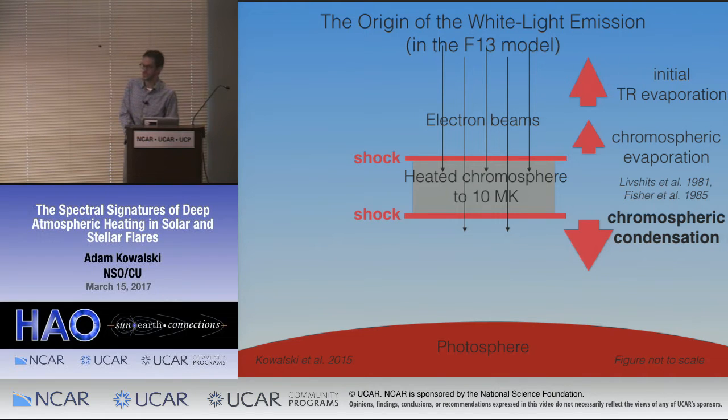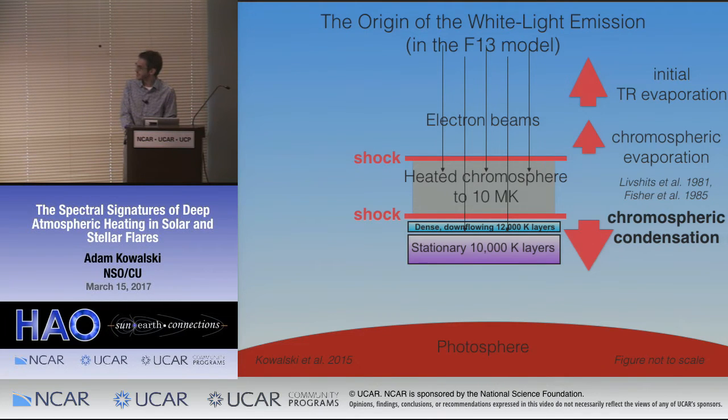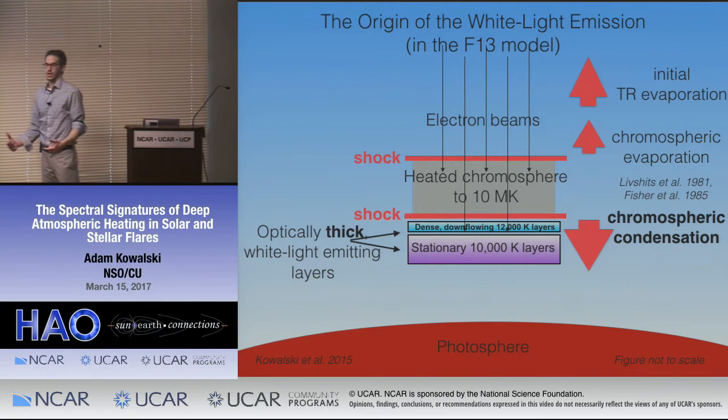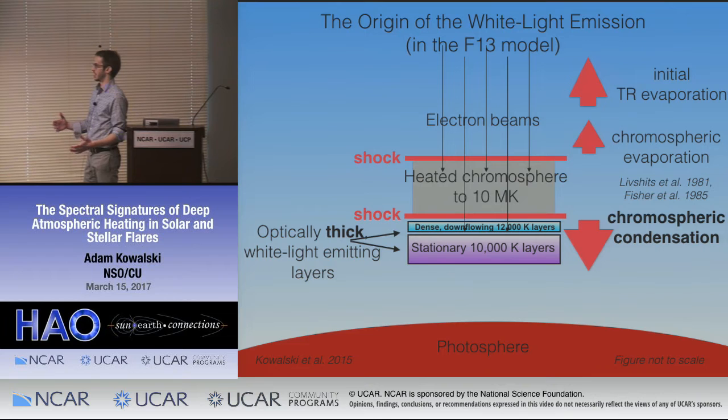This is a cartoon summarizing the atmospheric evolution. It's very similar to the 5F11, except these layers are hotter. The condensation and the stationary flare layers are hotter and they're denser. And therefore, the NUV and optical continuum forms over a large optical depth.